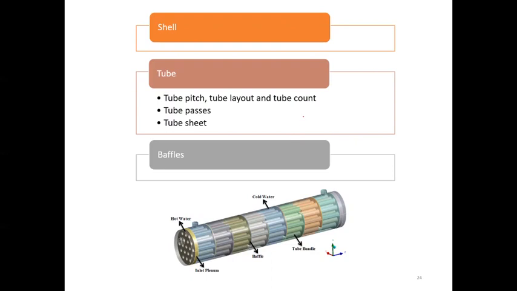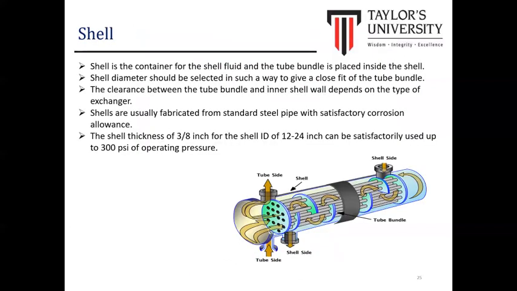Okay, previously we have learned about the general steps in designing the shell and tube heat exchanger. Next, we will proceed to the detailed design of the shell, tube, and also the baffle. These are another three components that are also important to proceed to the detailed design in designing the shell and tube heat exchanger. Okay, I will start with the shell first.